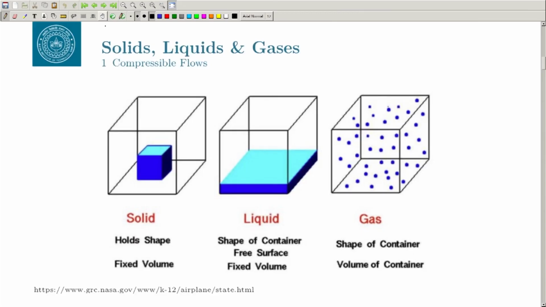Then you can have problems which involve shocks. In those kinds of problems we need to have a compressible solver. So, in this class we try to find out how compressible flows are different from incompressible flows.